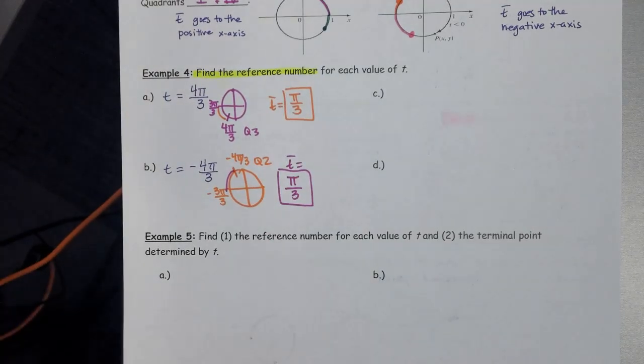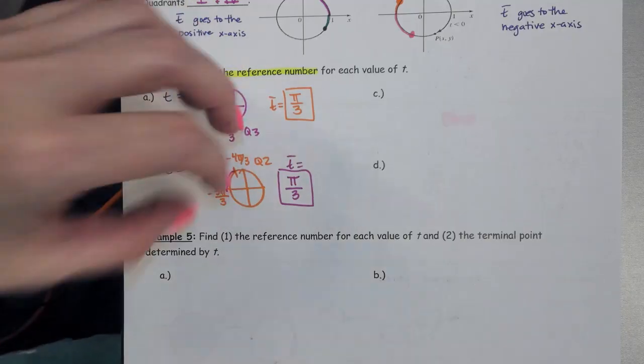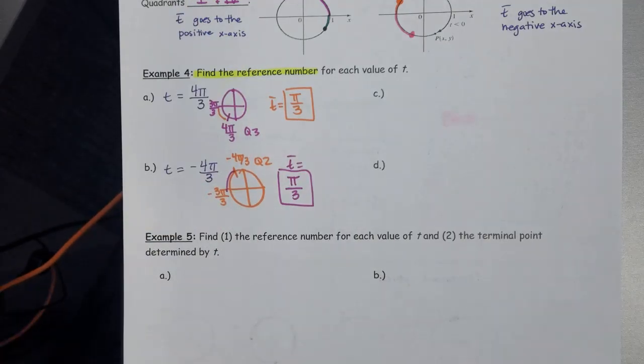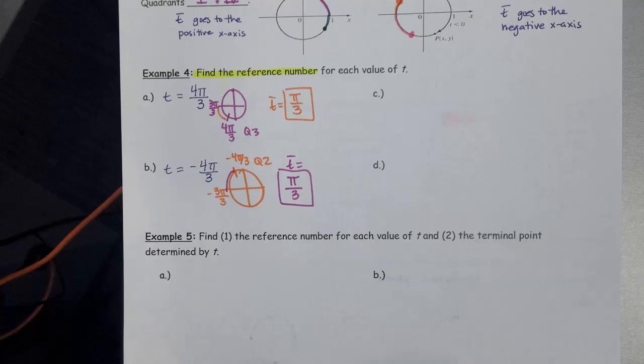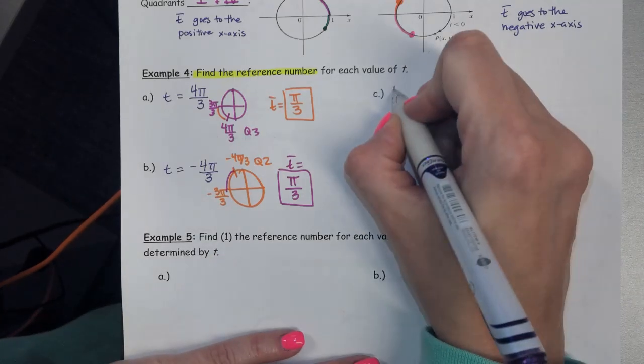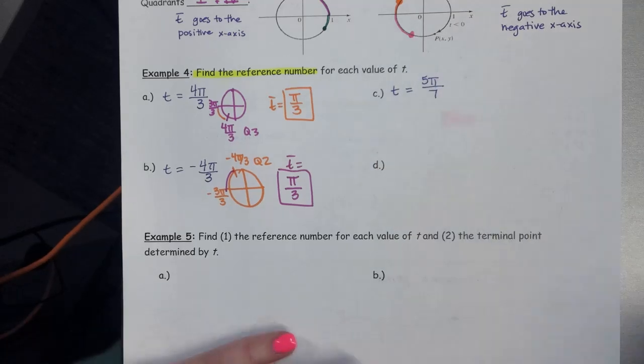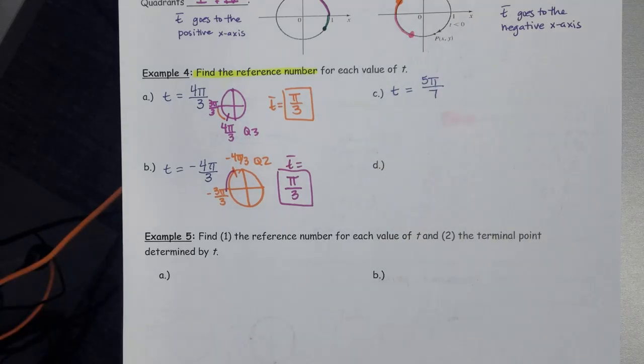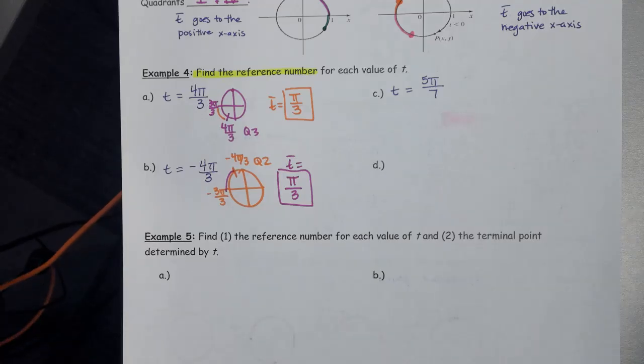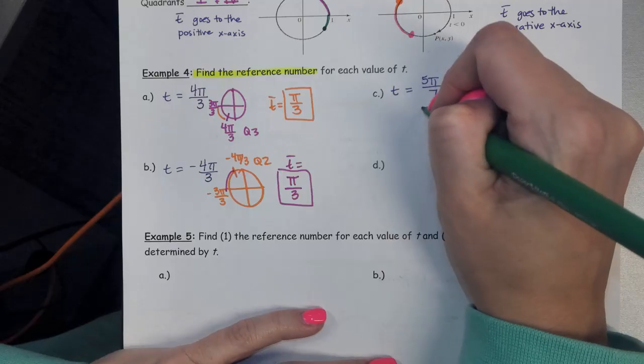The next part might be a little bit new. So we've worked a lot with these special places on the unit circle. What if it's not a special place on the unit circle? Let's learn how to navigate that. So we have t equals 5 pi over 7. Okay, so again, we're going to start with that visual representation.